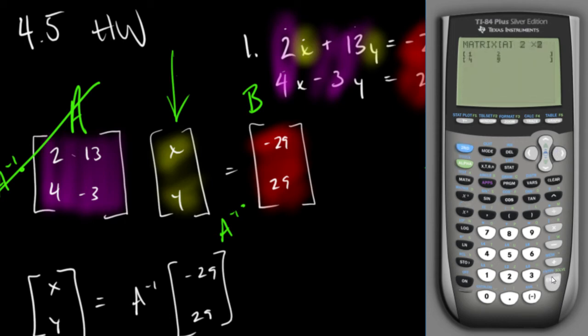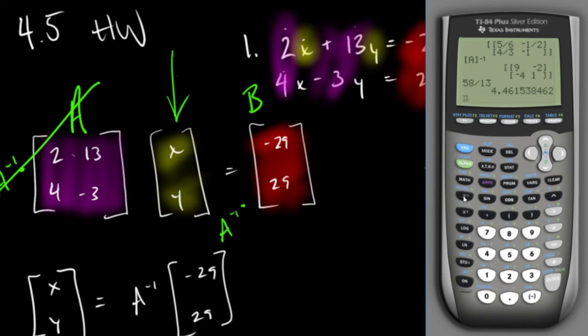This matrix is matrix A, 2, 13, 4, and negative 3. And then edit matrix B. And that's going to be, whoops, it's not a 2 by 2, it's 2 by 1. And it's going to be negative 29 and positive 29. And the computation we're doing is A inverse B.